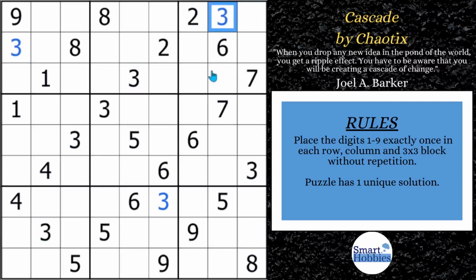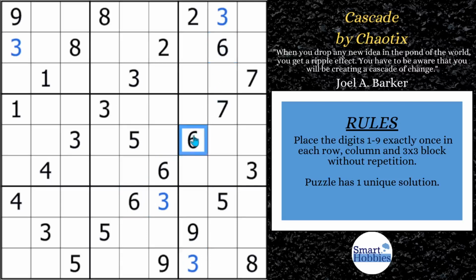We're just doing some basic cross hatching. And now with these two threes and these two threes, we can solve for 3 right here in block 9. And we got all the threes. The next digit we can look at is the 6s. We got quite a few 6s as well.